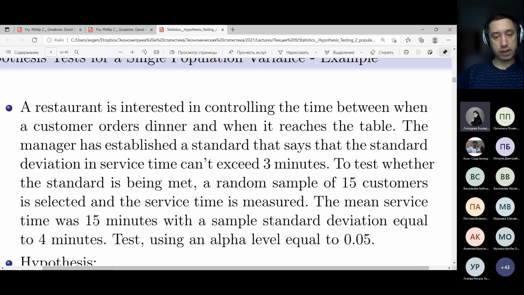Could you please try to formulate hypothesis by yourself? I know that you don't know how to type sigma to denote that it is sigma. Try in the chat. In the chat, please enter your versions of statistical hypothesis.